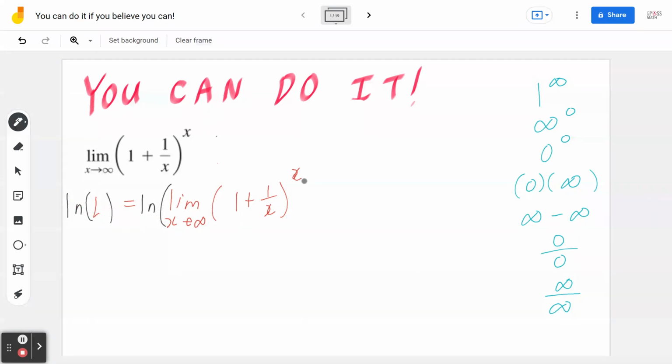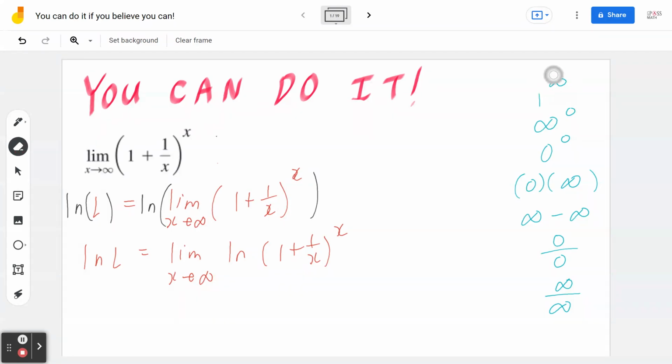So this is also under the topic logarithmic differentiation. And what happens is when you ln both sides, on the left-hand side, it's going to be ln L. On the right, you can take the limit as x is approaching infinity, ln of (1 + 1/x)^x.